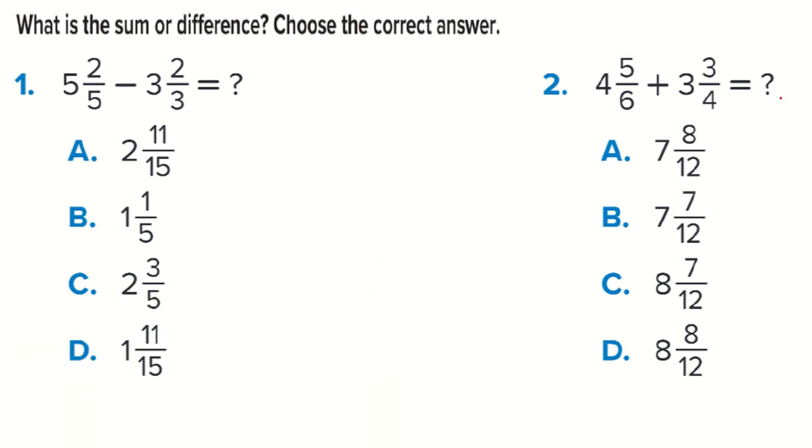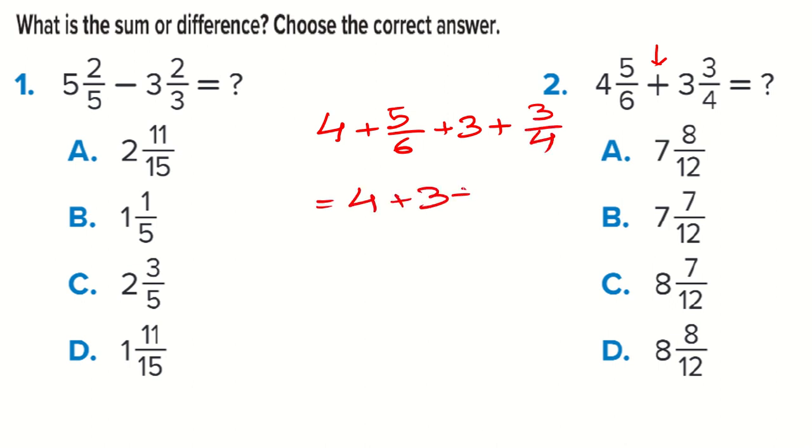Now let's talk about this number 2. 4 and 5 over 6 plus 3 and 3 over 4. So as I have told you, just write the numbers separately. So 4 plus 5 over 6. Now this number is plus, so no need to worry about this much. So just write them separately, okay, with the plus sign. Now 4 and 3 together, and then 5 over 6 and 3 over 4 together.